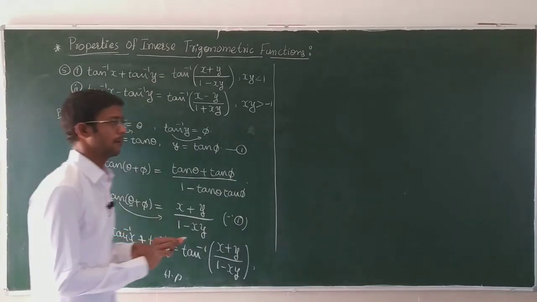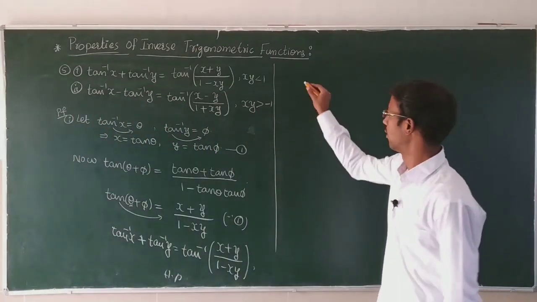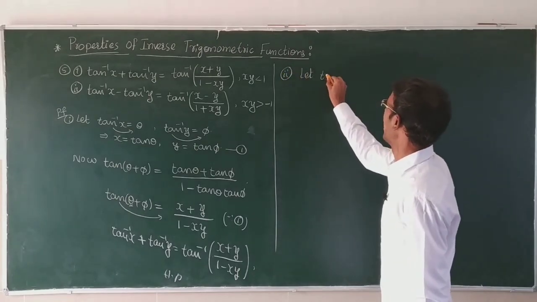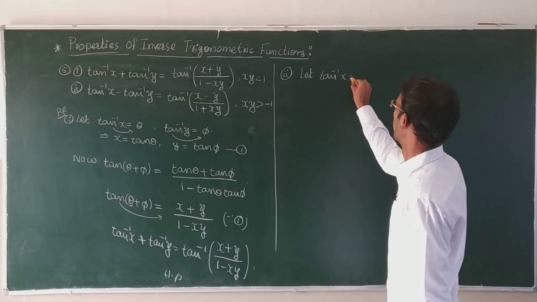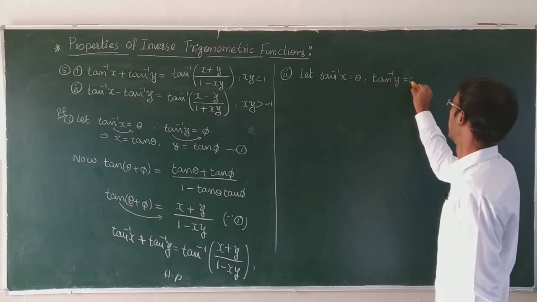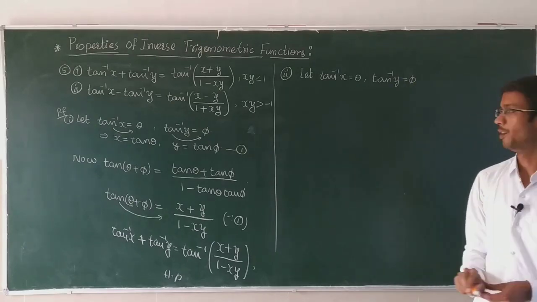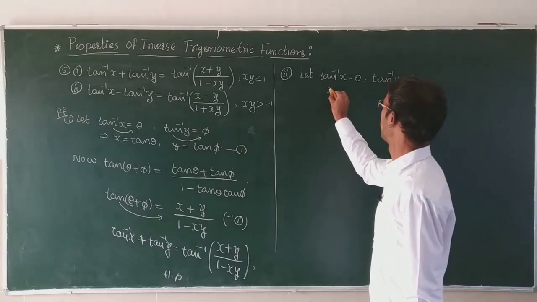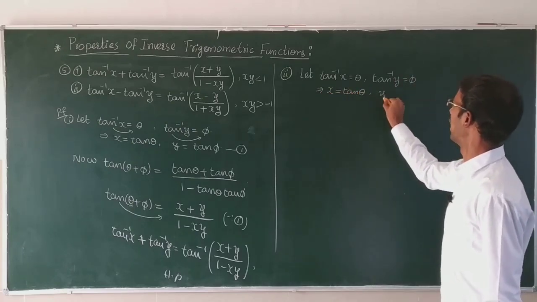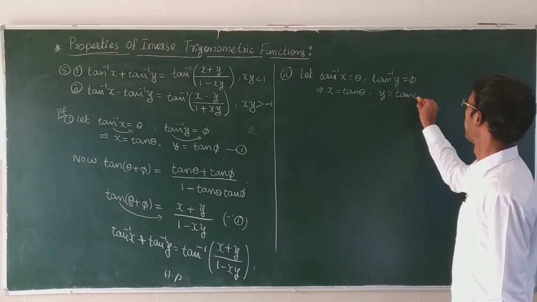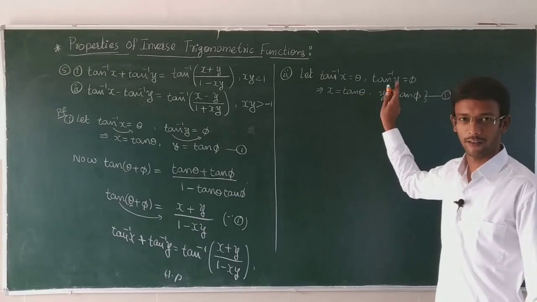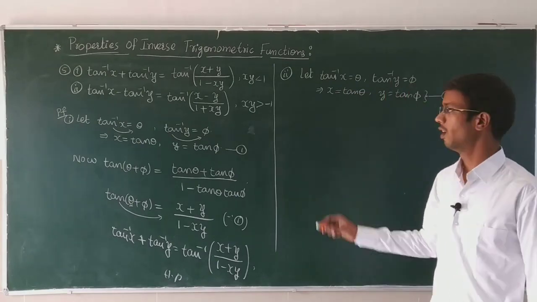Similarly, for the second property, same as before: let tan inverse x is equal to theta, tan inverse y is equal to phi. Then x is equal to tan theta and y is equal to tan phi. I am taking these two as equation number 1.